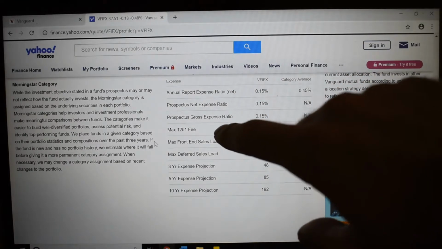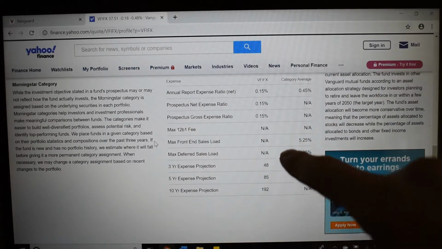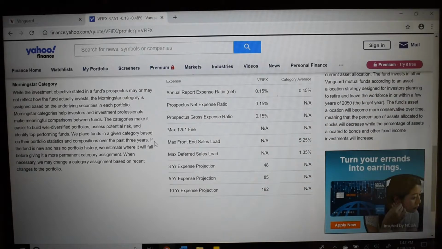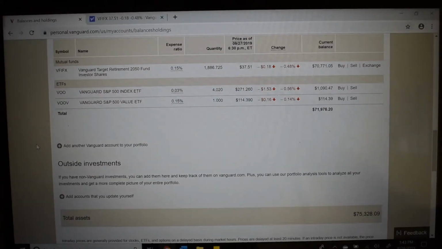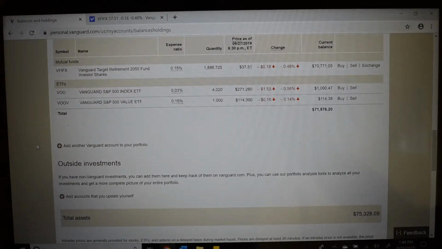And there's no 12B1 fee, there's no front-end sales load, there's no max deferred sales load, and then it gives you your projected expenses. So I'm logged on to my Vanguard account here, and the VFIFX, the Vanguard Target Retirement 2050 Fund, is the fund that I just looked at on Yahoo Finance. And as you can see, the expense ratio, like it said on Yahoo Finance, is 0.15%. So what does that mean?